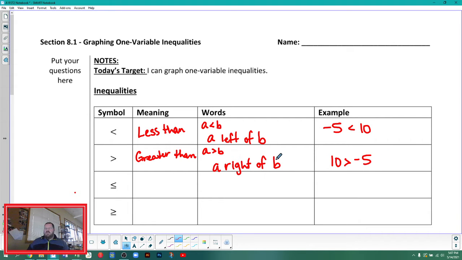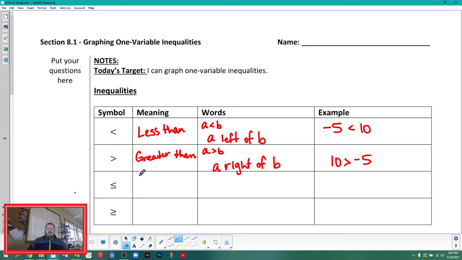Now, there's always confusion. We've all had the classes where we said, oh, it's this symbol or it's this symbol, and we're trying to say it as best we can at the time. But really what it comes down to is how you would read it. Think of one that's true. Most of these are going to have variables involved, but -5 is less than 10, and 10 is greater than -5. So if you think about how you read it from left to right, that's going to help you figure out which symbol's which.